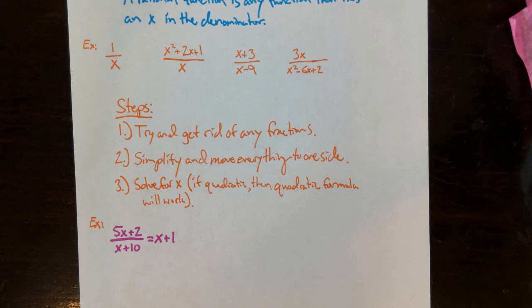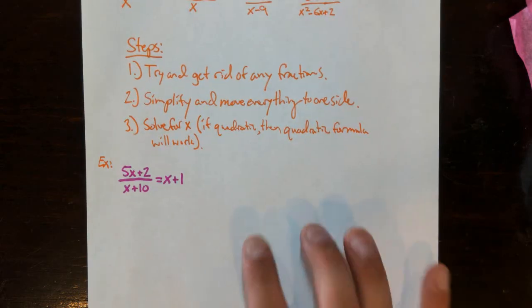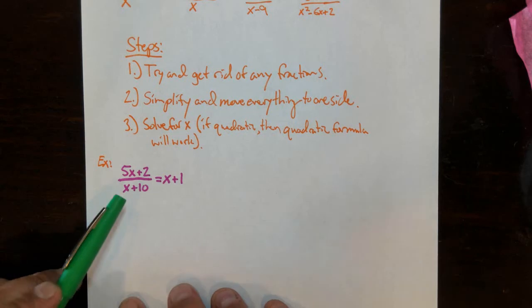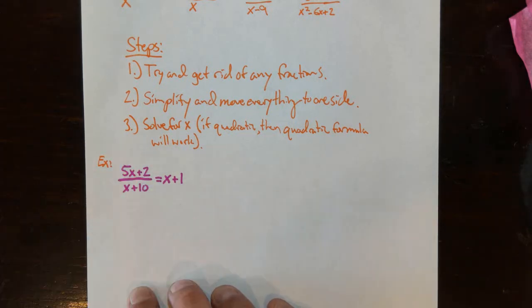And if it's quadratic, then the quadratic formula will work for us. And with what we're doing today, all of them, once we simplify and move everything off to one side, are going to be quadratic. So we'll just apply the quadratic formula for all of these. So let's take a look at this first example here. Well, this is a rational function and it equals a polynomial, right?